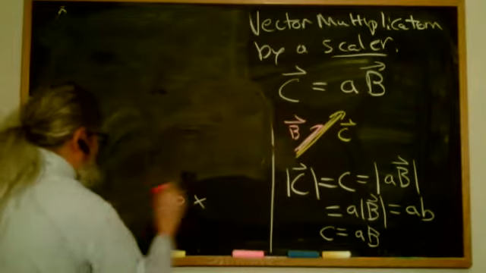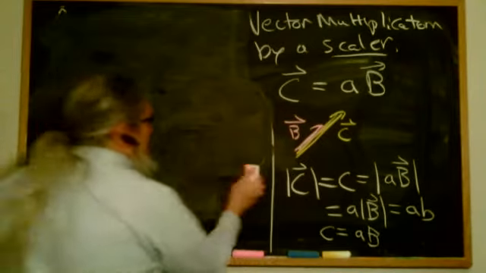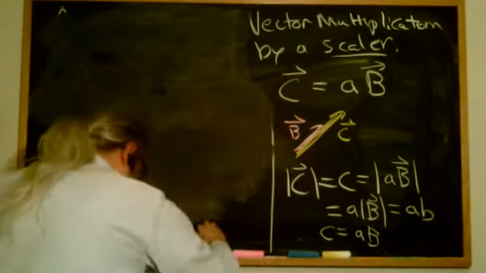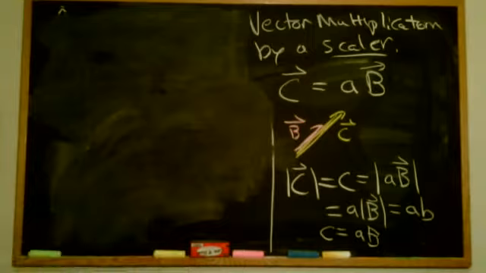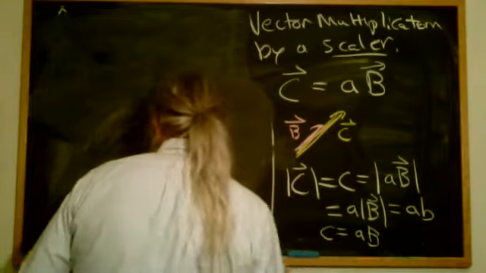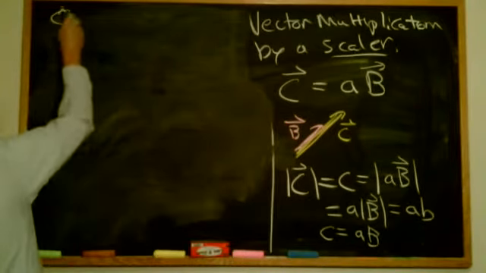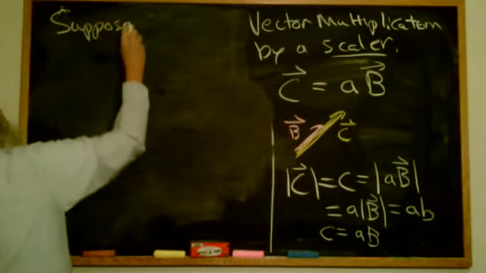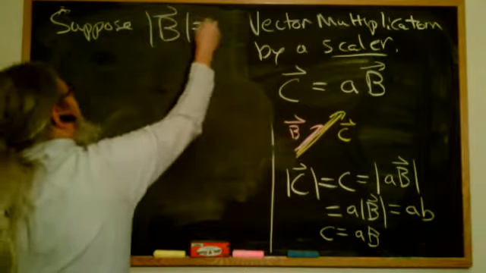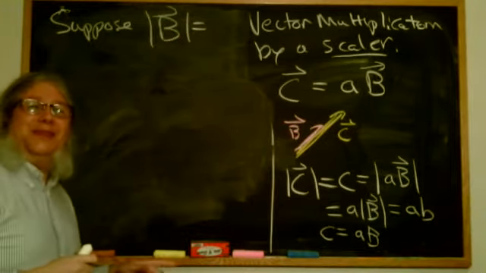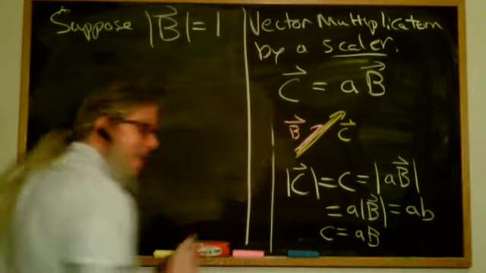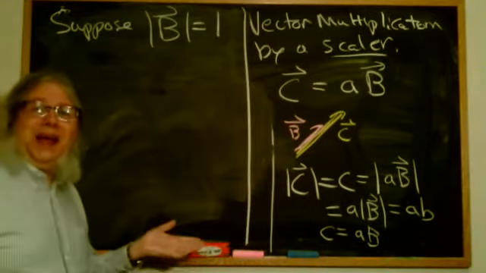So we have vector addition, and now the multiplication of a vector by a scalar. Let's suppose, in a particular case, that the magnitude of b has a special value. What will that special value be? We'll call it 1. So in other words, I can define a vector whose magnitude is equal to 1.